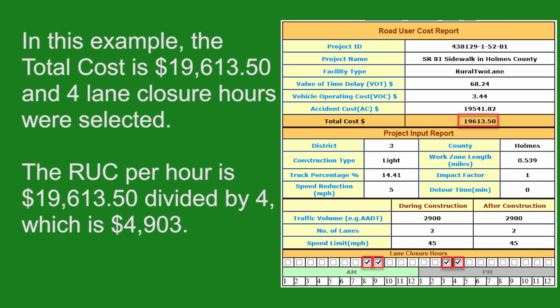In this example, the total cost is $19,613.50, and 4 lane closure hours were selected, 8 a.m., 9 a.m., 3 p.m., and 4 p.m. The road user cost per hour is $19,613.50 divided by 4, which is $4,903.